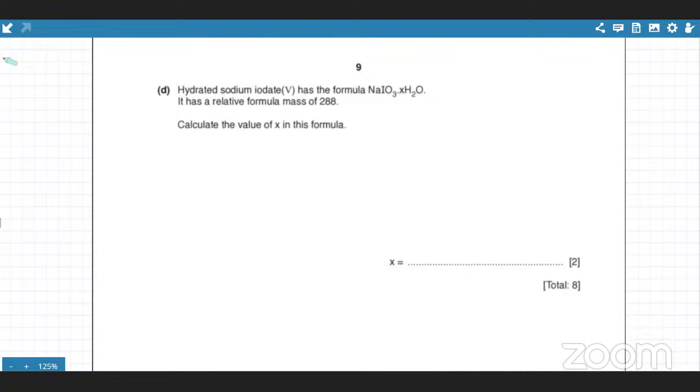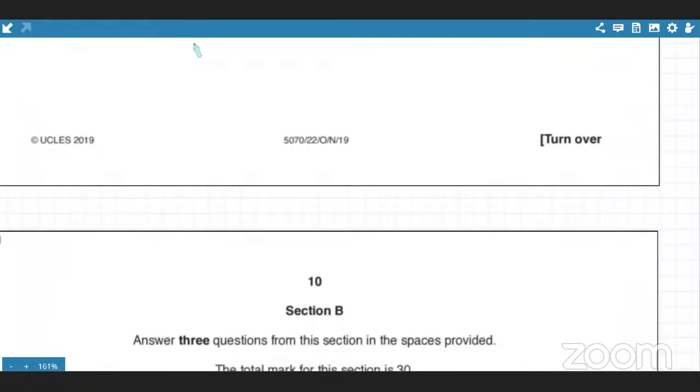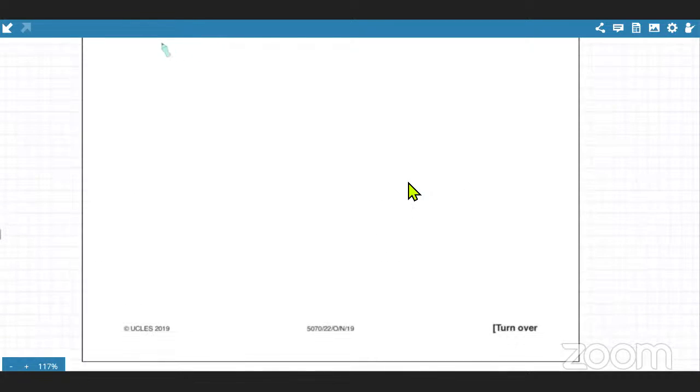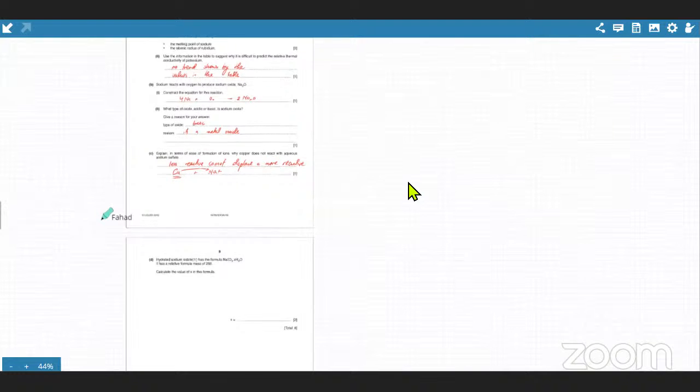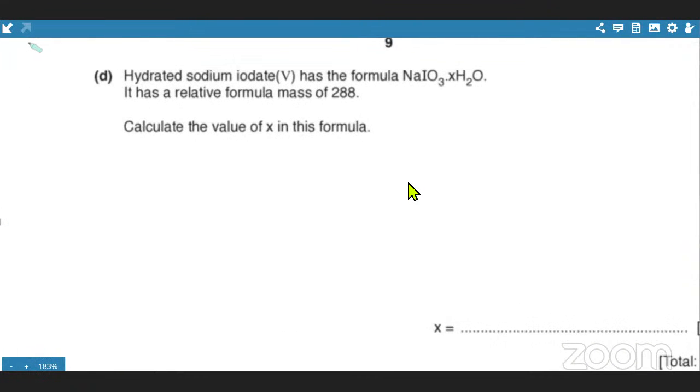Hello, everyone. I just wanted to finish this paper, which we started yesterday. It was the October-November 2019 paper 22, 5070 O Level Chemistry. We were at part D. Part one has already been uploaded.